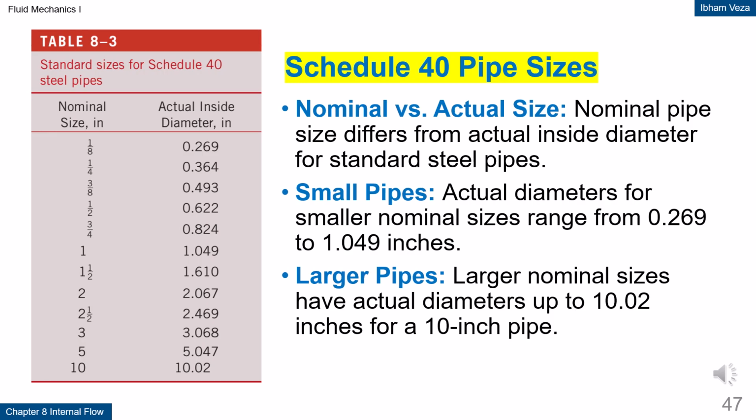Schedule 40 pipe sizes. The nominal pipe size is not the same as the actual inside diameter. Standards such as Schedule 40 are used to define industrial pipe dimensions. For small pipes, the difference between nominal size and actual diameter is quite significant. For larger pipes, the actual diameter is also defined by the same standard. Using the wrong diameter can lead to large errors in flow calculations.